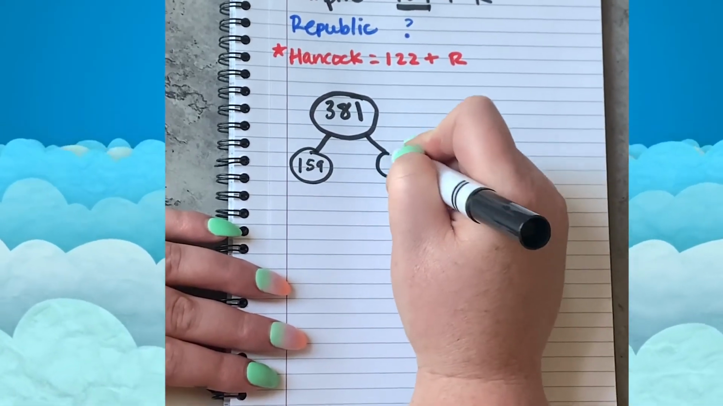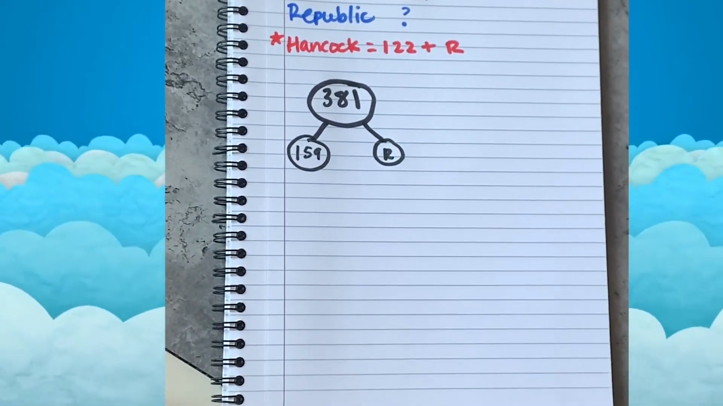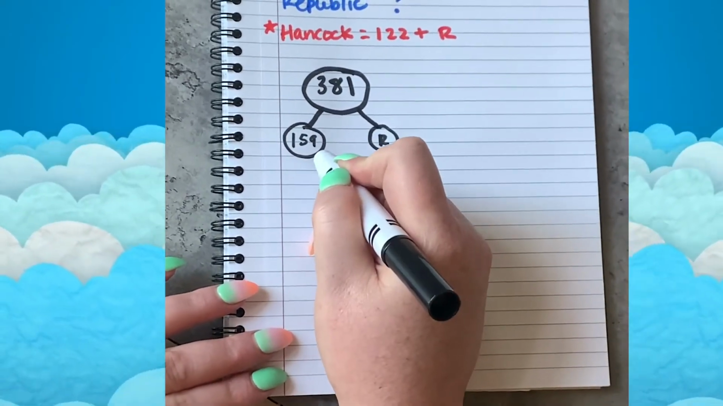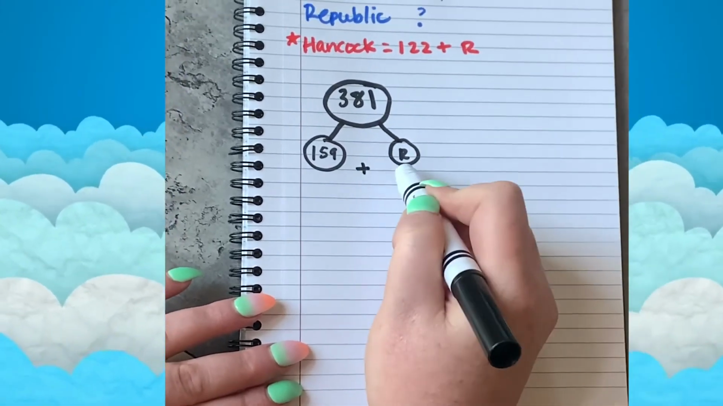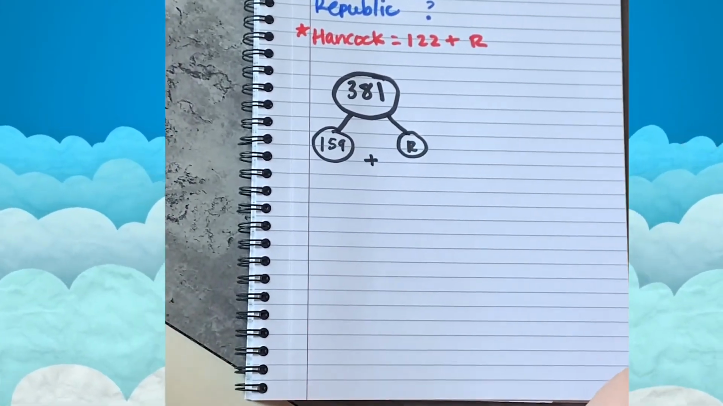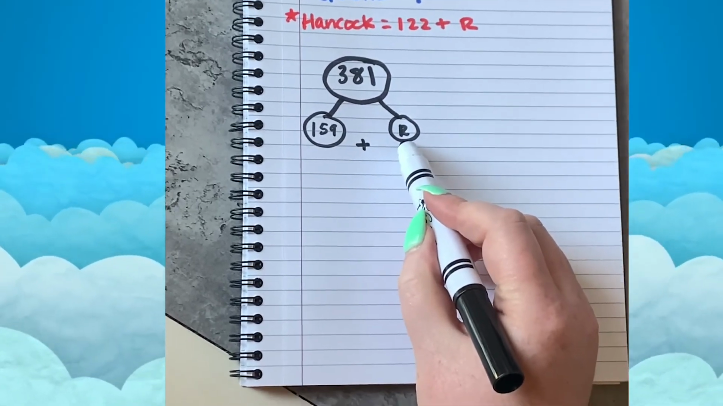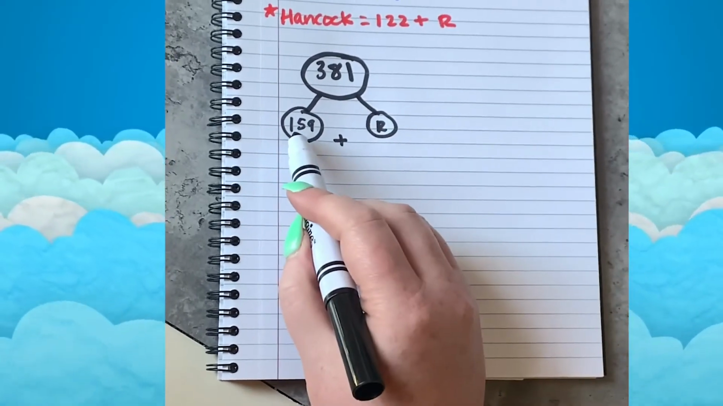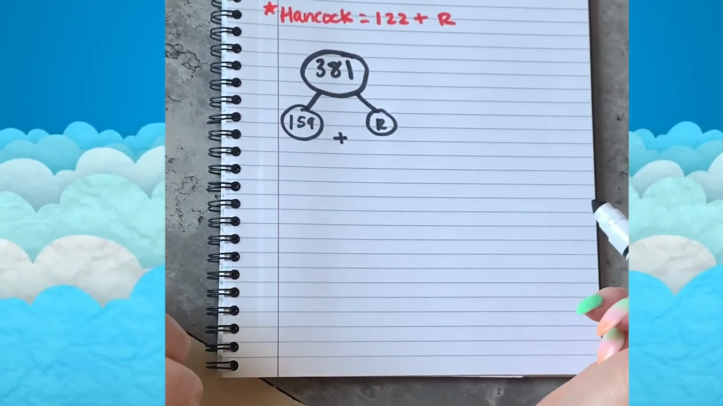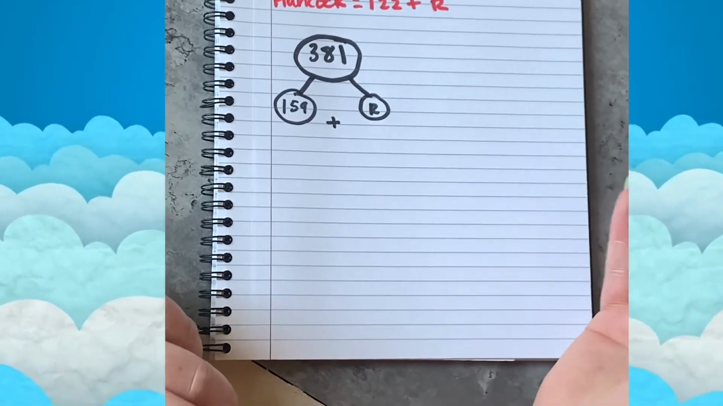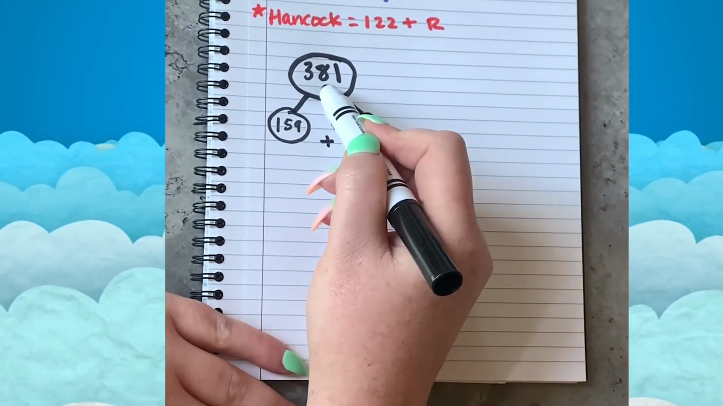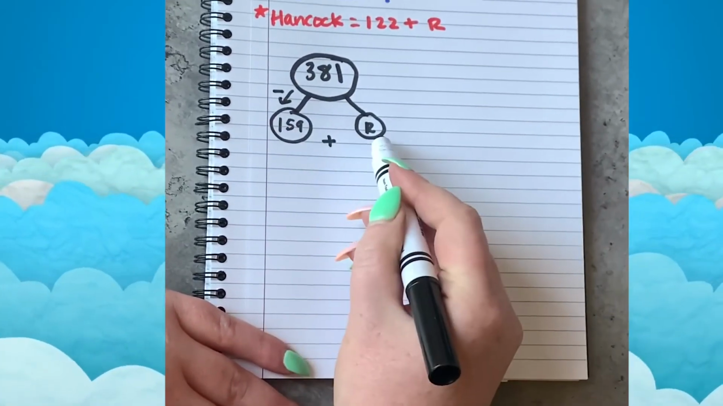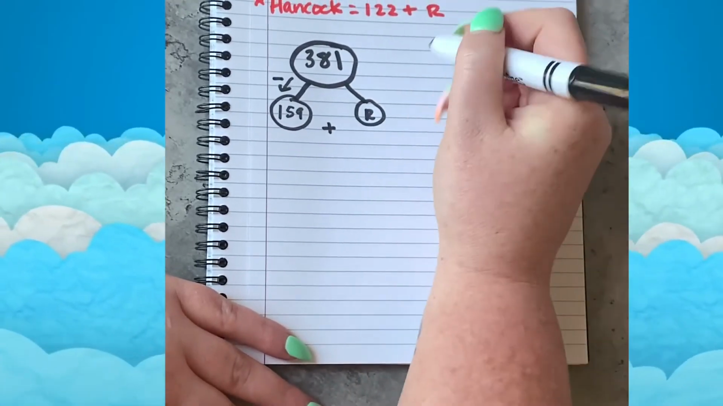I know one of my parts, 159. And my other part is the Republic Building. I don't know that. But I do know that 159 plus this equals 381. How could I figure out this missing piece? I could do a bunch of things. I could add up from 159 to 381. Or, because of fact families, I also know that 381 minus 159 is going to give me this hidden part. I'm going to go ahead and try it that way.